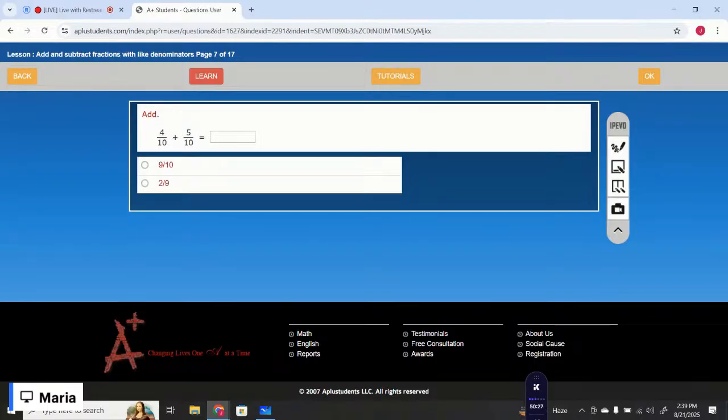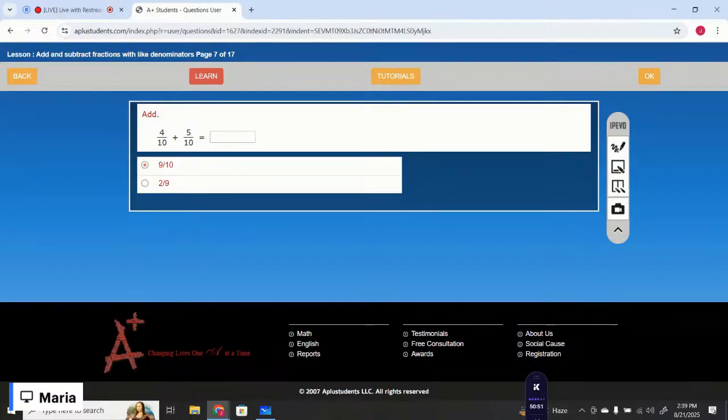4 by 10 plus 5 by 10. So you need to add the numerators, right? So 5 plus 4 is 9, that equals 9 by 10. Okay, you can complete the lesson by yourself later today.